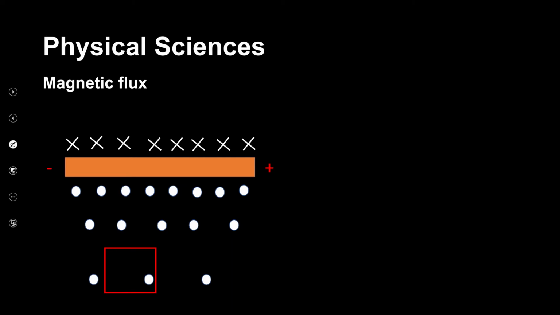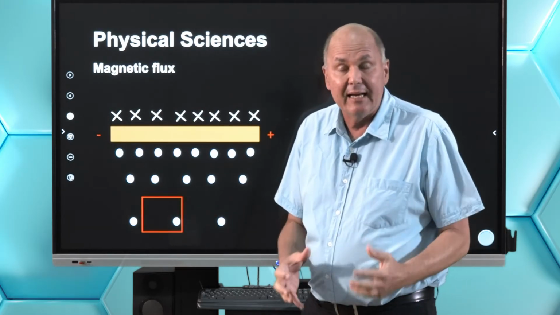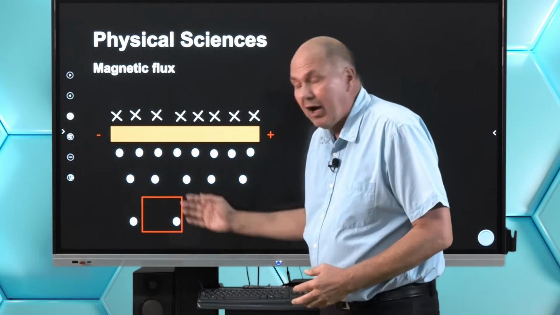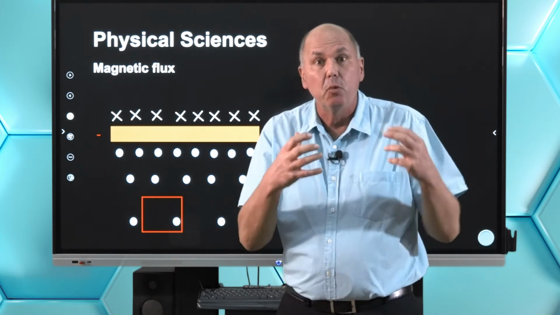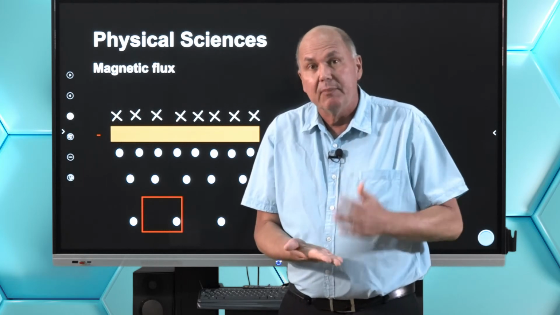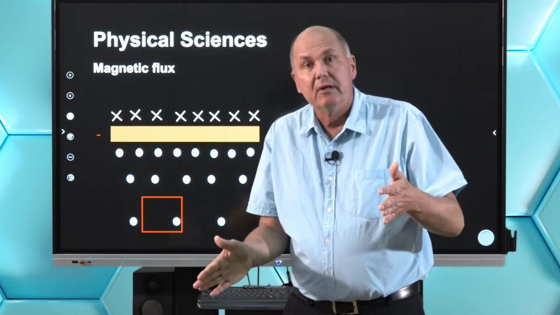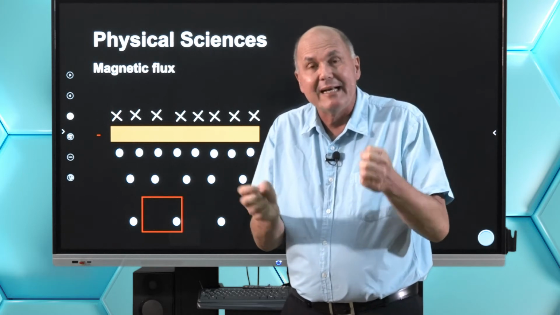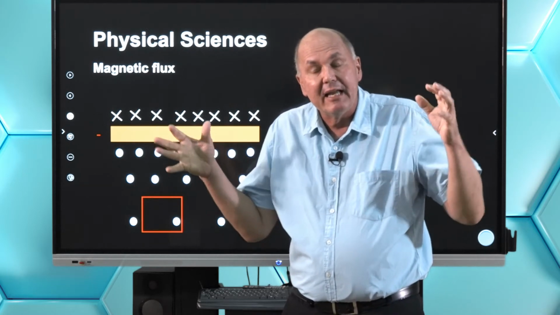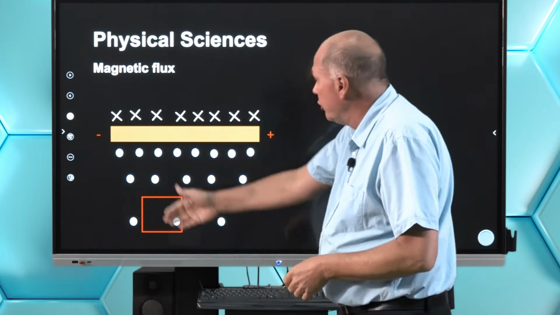Now look at the same area over here, and you'll see the square that we're using is exactly the same size and shape, but we've got far fewer field lines passing through it. So the magnetic flux is weaker. The important thing about magnetic flux is not only that it's the field strength times an area, but that the area is at 90 degrees to the field lines.